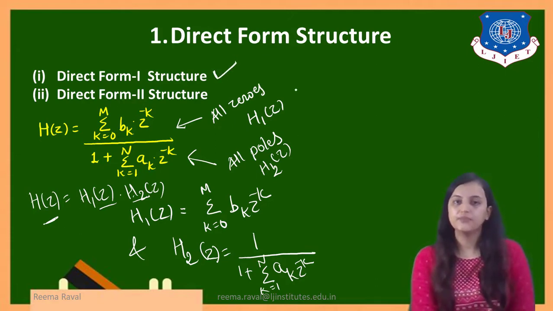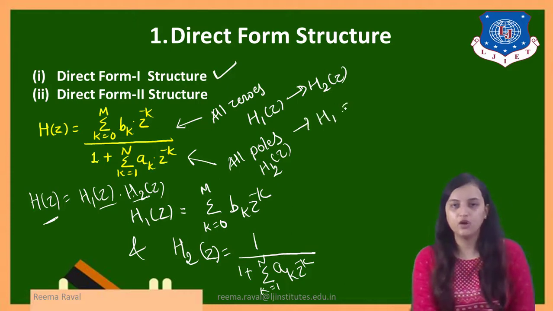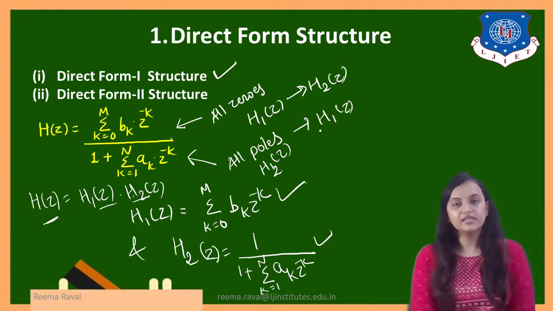Now the reverse case, that means the all-zero system is considered as H2(z) and the all-pole system is considered as H1(z), that means the reverse of this. That will be referred to as the direct form 2 structure. We will see by using examples what the difference between these two is, and which one is more beneficial, and why to use the direct form 1 structure or direct form 2 structure according to the system.